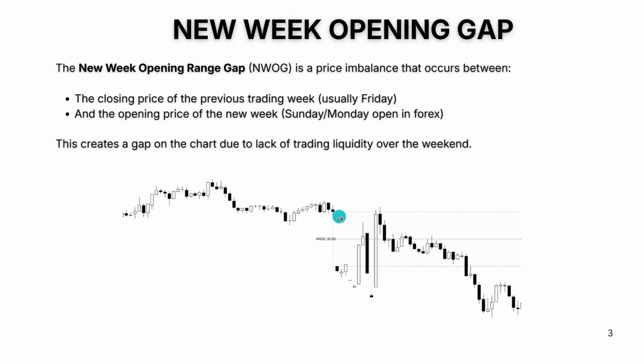Now, once you've outlined your new week opening gap, you want to take the range high and range low and identify the equilibrium. The equilibrium is called the consequent encroachment. These three levels are very sensitive. As we go ahead, I'm going to explain how you can use it for profitable trade setups.